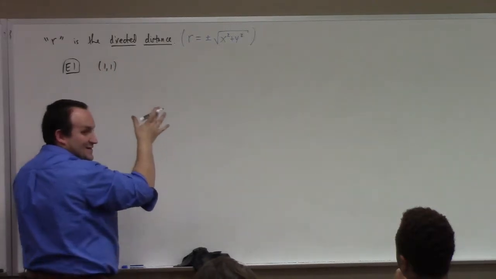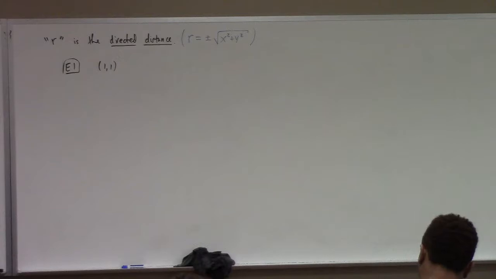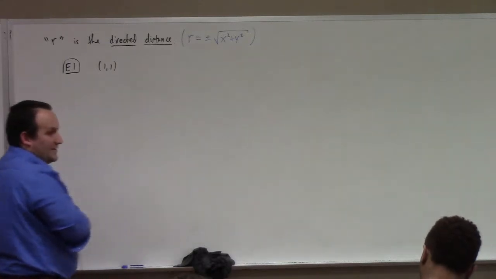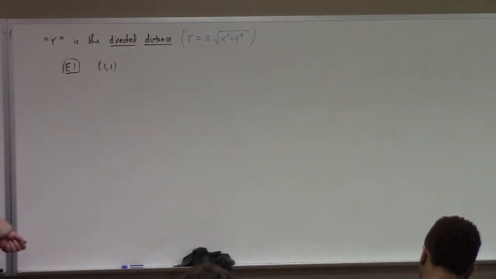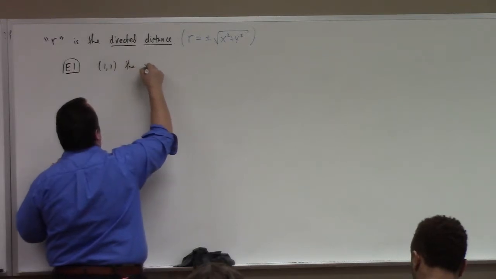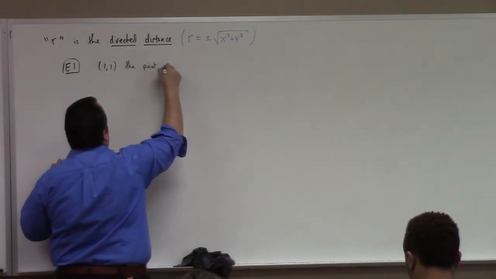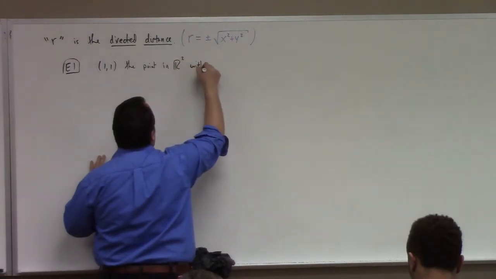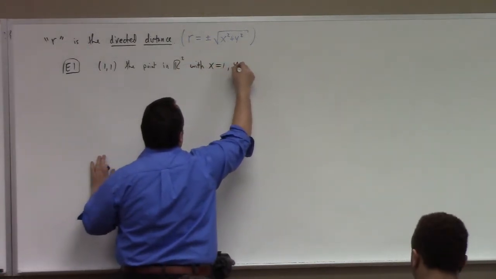Cartesian coordinates, okay? By default, if I give you a pair of things, it's Cartesian. I don't write sub-Cartesian because we work in Cartesian as default, right? In other words, I mean the point in R2 with x equals 1 and y equals 1, right?